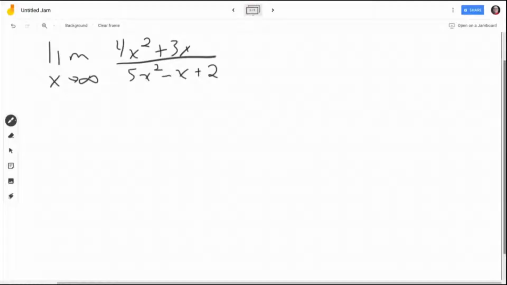All right, in this video, I want to take a look at some limits as x approaches infinity, and just look at the different scenarios that can happen. Just look at some examples. So we're going to go through, I think, 5 examples. All right, so let's take a look at this one.